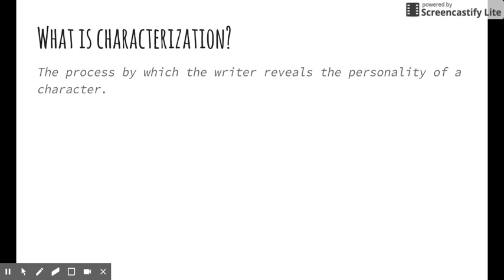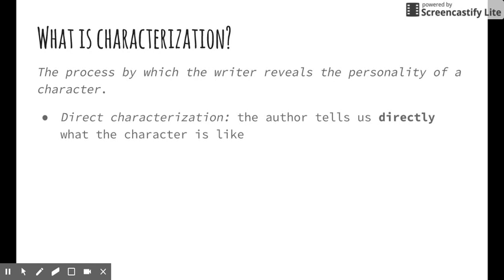Characterization is the process by which the writer reveals the personality of a character. So there's two ways we can do this. The first way is through direct characterization, which is where the author directly tells us what the character is like. They're very straightforward. We don't need to fill in the gaps at all. It's right there for us.